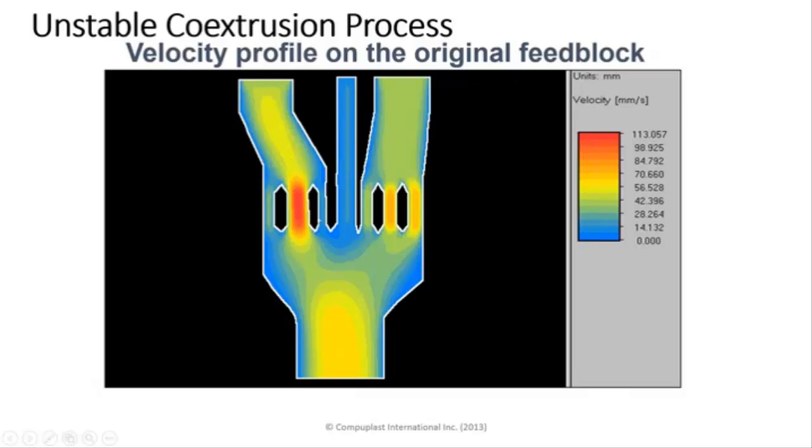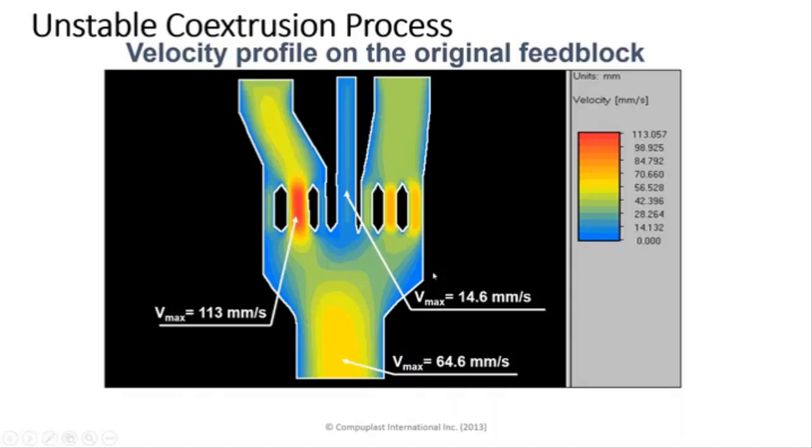And we're seeing on the contour here velocity, and if we look at the details of the numbers here, we have a maximum velocity of about 113 millimeters per second because these lamella were not evenly balanced. The middle layer prior to merging was coming in at about 14.6 millimeters per second at Vmax, and the three layers were going into a flat die and distributing together, and they were entering the flat die with a maximum velocity of 64.6 millimeters per second.